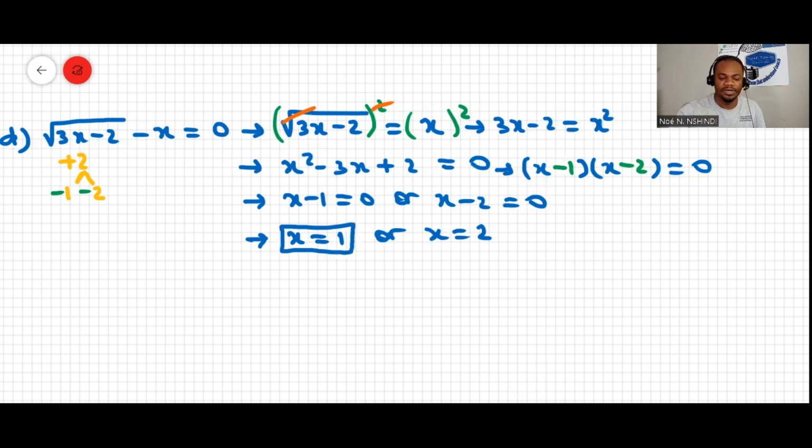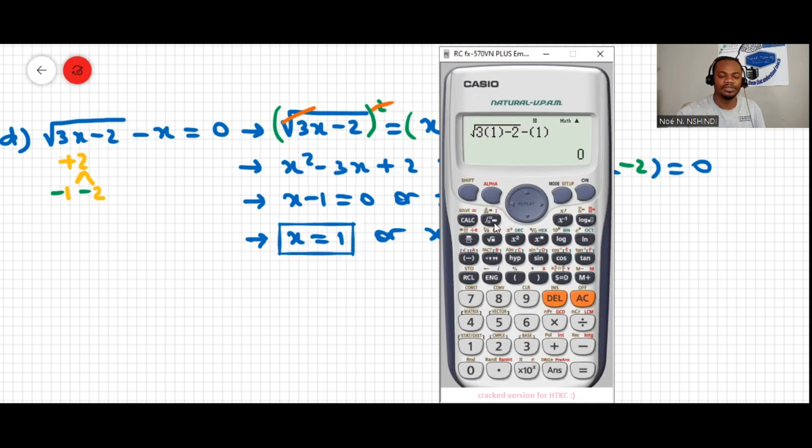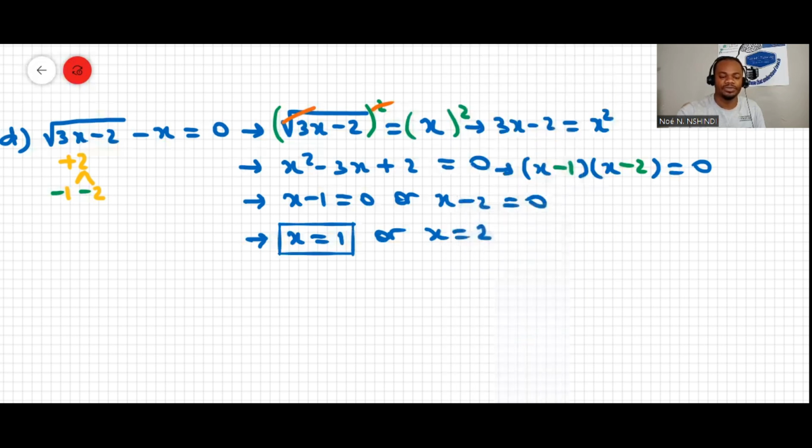Now let's check if 2 is also a valid solution. Wherever we have x, we're going to substitute 2 for x, and also 2 here for x, and when we hit equal, we got 0. So therefore 2 is also a valid solution. So those two are the solutions of the question.